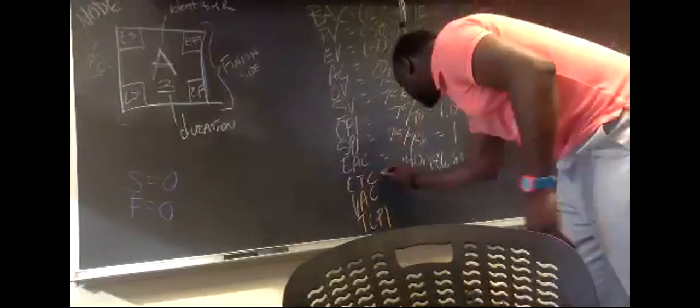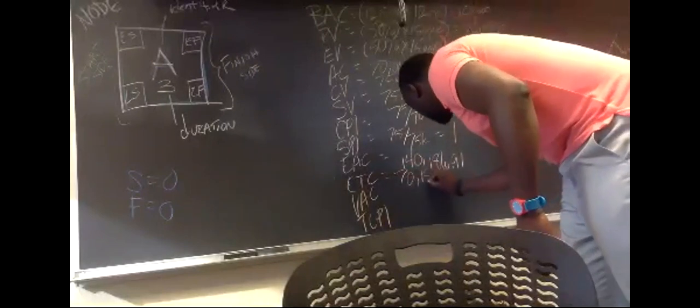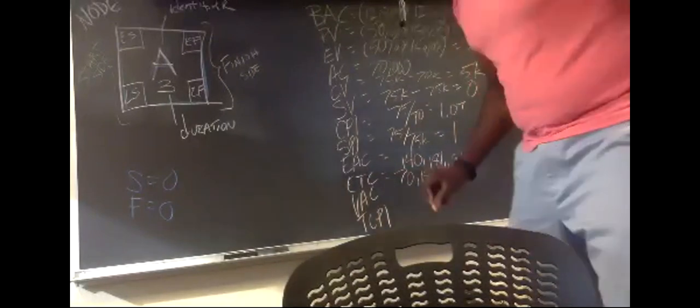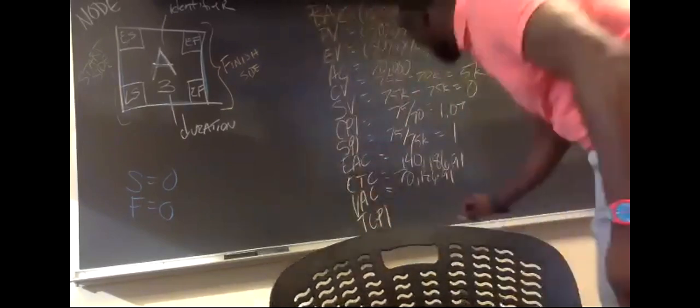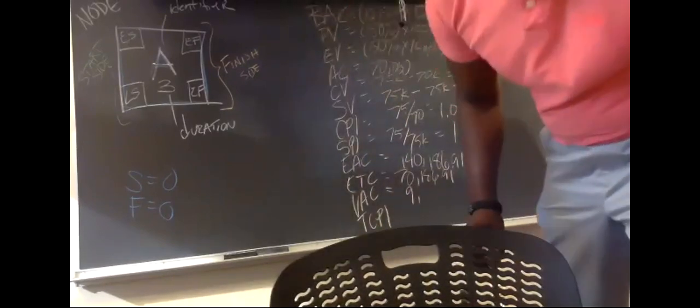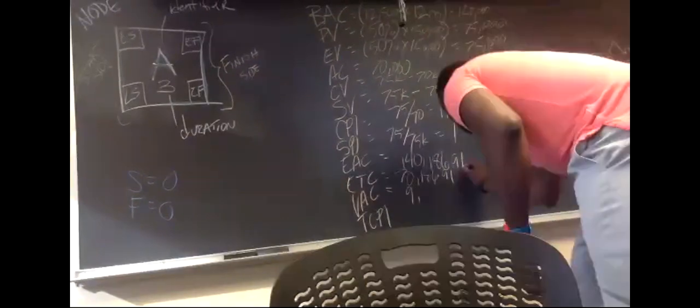All right. ETC, our next one, is our EAC, which we just calculated, minus our actual cost. So we got 140,186 minus 70,000. We should get 70,186.91. VAC is our BAC of 150K minus our EAC, 140,186.91. Subtract those two, and you should get $9,813.09.